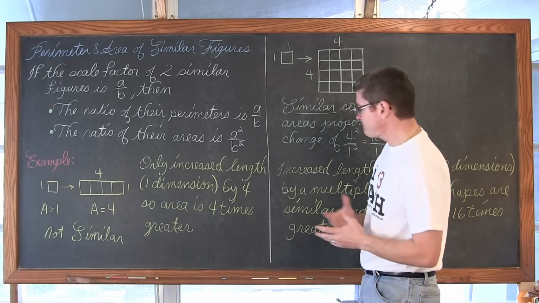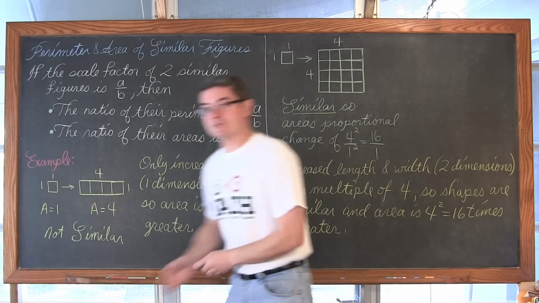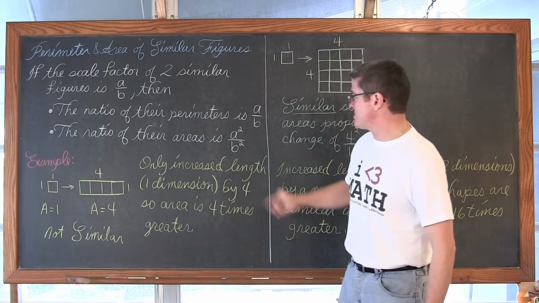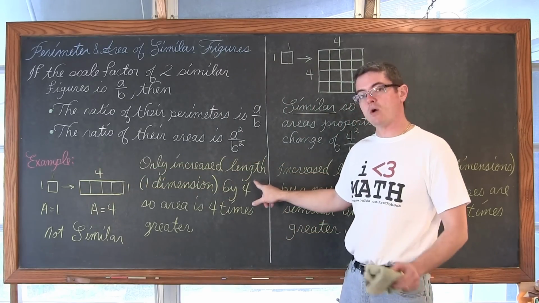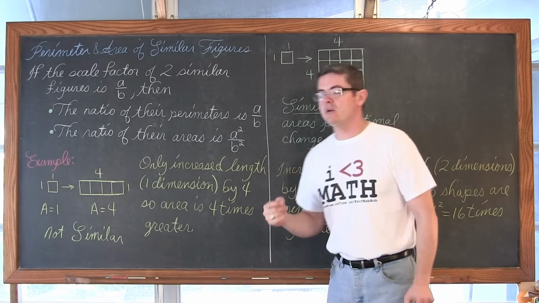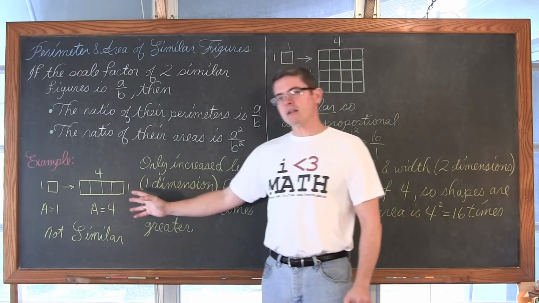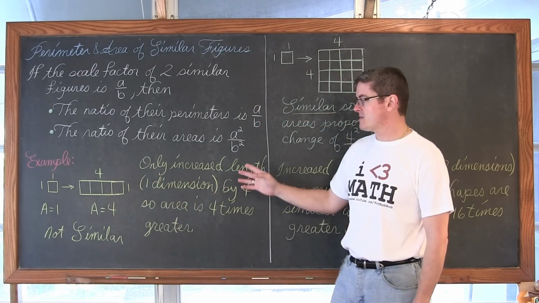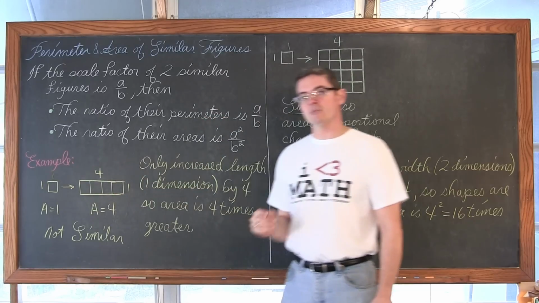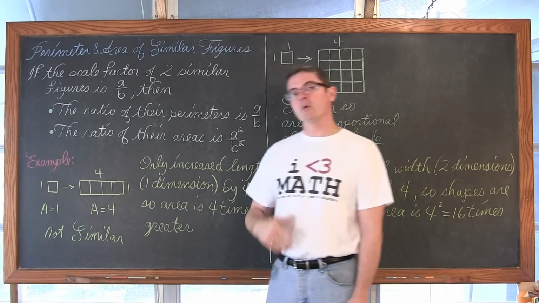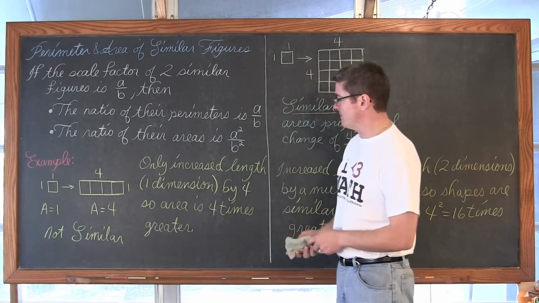Now, I kind of want to change my notes as I start my video here. Let's summarize what this says. If I only increase the length, which is one dimension, by 4, my area is going to get 4 times larger. Now, this doesn't apply exactly to the examples I'm going to do in a second because these two figures are not similar. But again, I want you to see that I took the length and multiplied it by 4, and the area got 4 times larger.